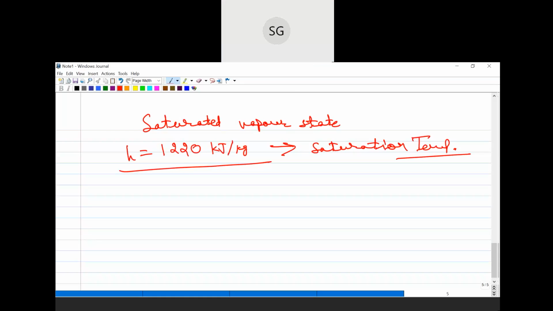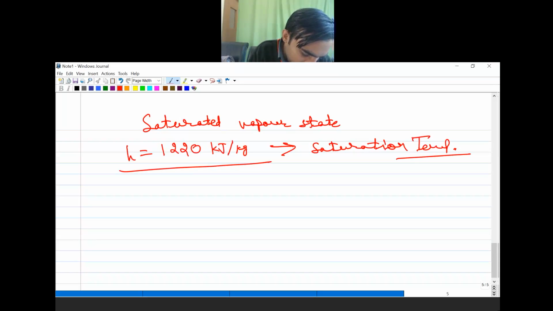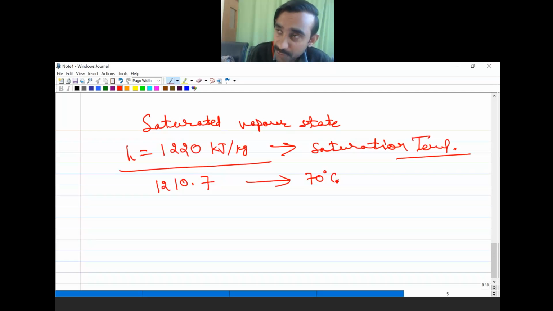Sir, the least value is only around 2500 something. But I have given the value only 1220, no? Yes, sir. There is a 1200 value somewhere. Yes. So if you go to the table and look carefully, you will find 1210.7 corresponding to a temperature of 70 degrees Celsius. Is it okay? Am I correct?